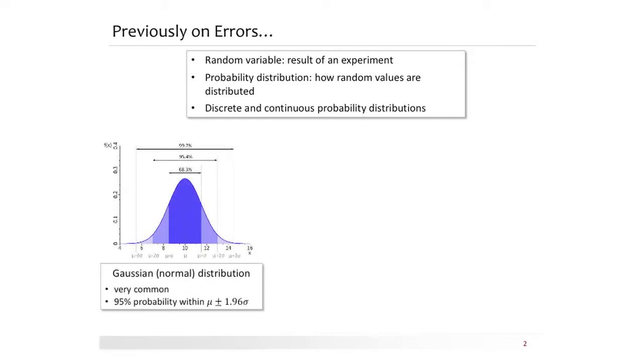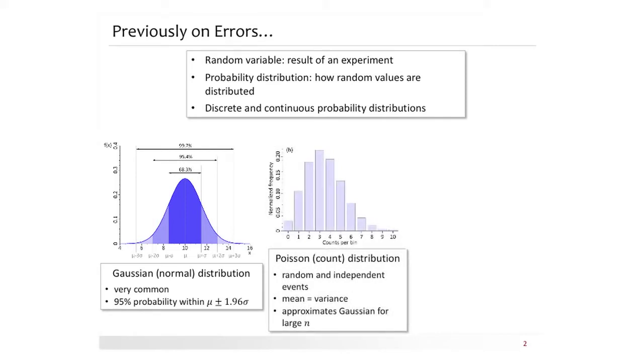And I showed you three very important major probability distributions: Gaussian or normal distribution. Well, it's quite common in nature. And what I want you to remember, that 95% of probabilities are within mean plus minus 1.96 times standard deviation. I will come back to this number later.